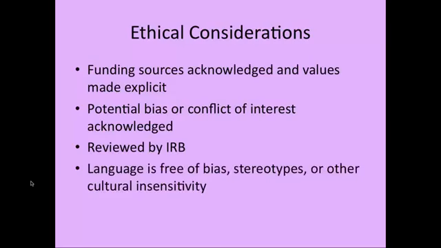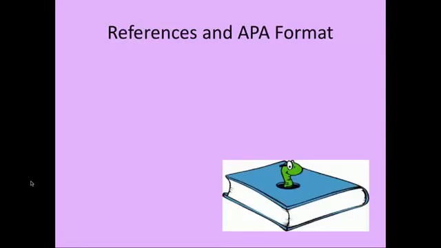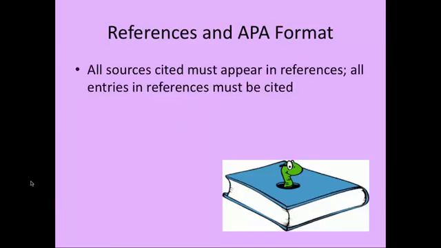And then throughout the paper, the language should be free of bias, stereotypes, and other cultural insensitivities. I should note also that there's sometimes a conclusion section to a paper that is clearly marked as a conclusion, but sometimes it's kind of folded into the discussion section. And then there won't be a heading typically for ethical considerations, but these are kind of worked in throughout the paper. Lastly is a list of references that should be in APA format.